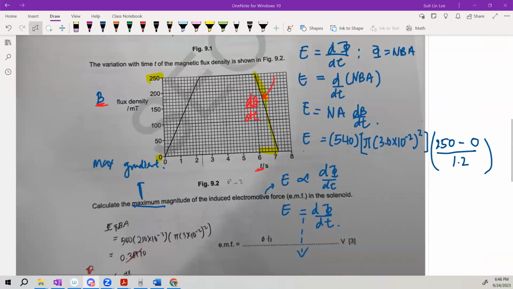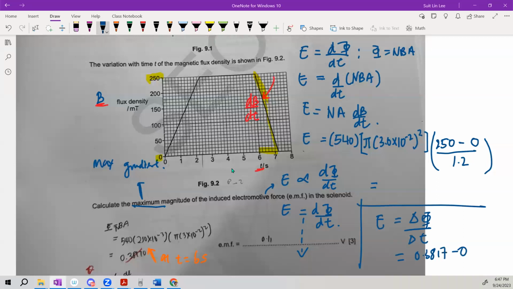Does that answer your question? I mean, I can press calculator later. So if you look for the flux first, this is the flux value at t is equal to 6 seconds. So then your calculation would look like E is equal to change in flux over change in time, which is 0.3817 minus 0, divided by the time taken for it to drop. Of course, you're going to ask me, how do I know I'm supposed to take here? The maximum, no? Take the steepest point, take the fastest change, which is 1.2.